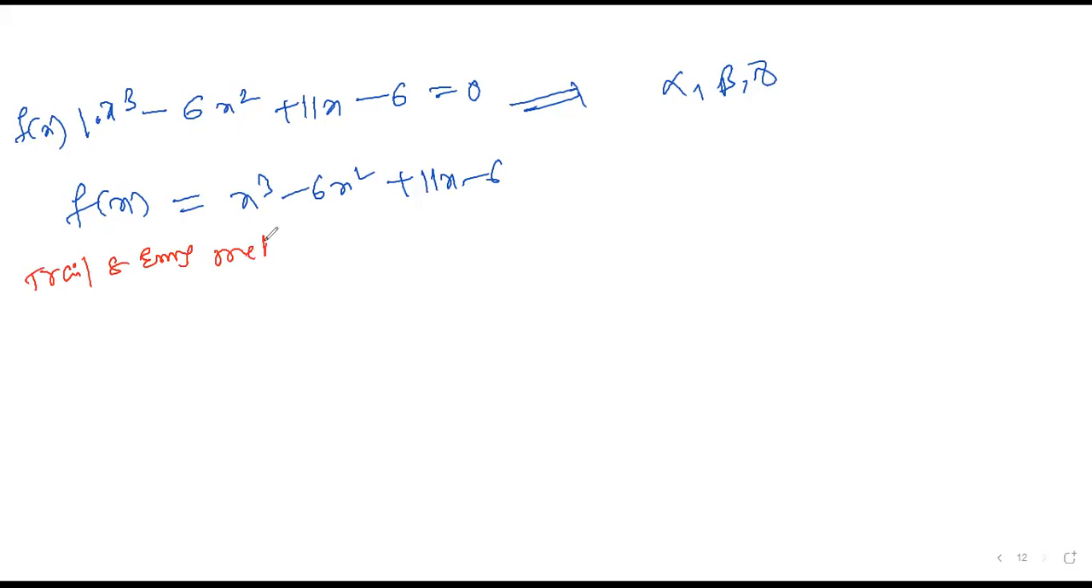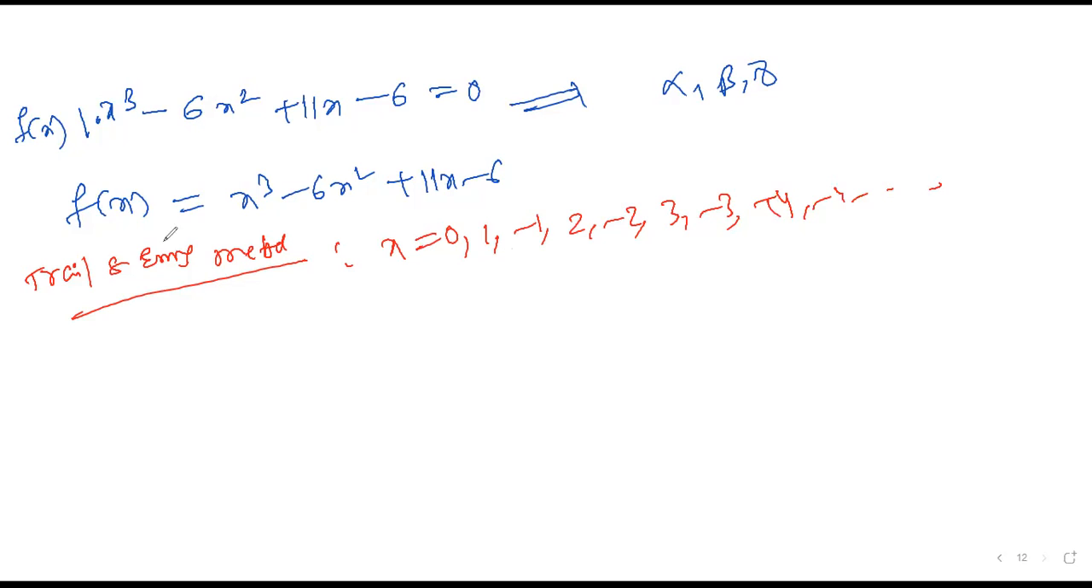Trial and error method: you have to assume the roots. First assume x is equal to 0, then 1, then -1, then 2, -2, 3, -3, 4, -4, and so on. Assume like this and find out one root. First thing, yes sir, okay.